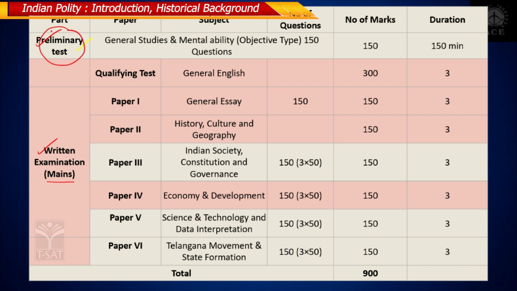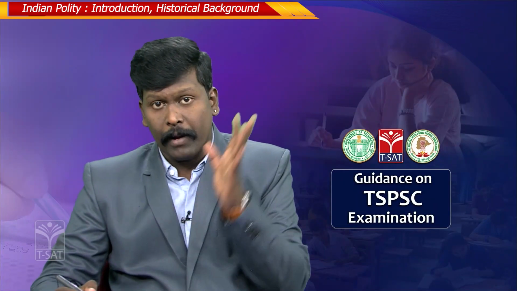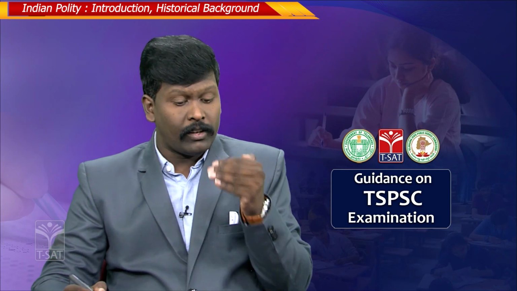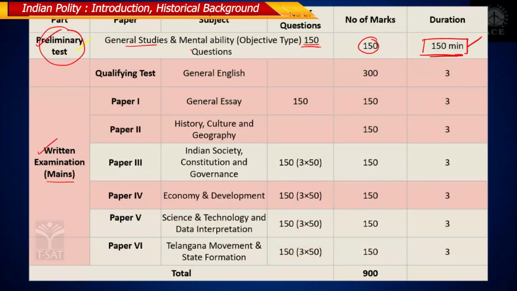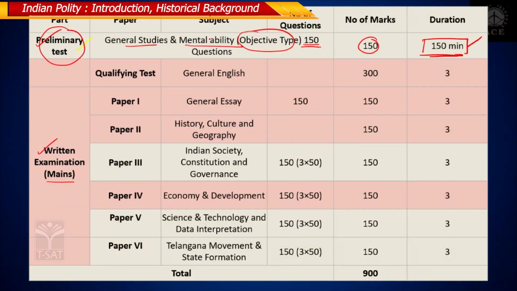Now, in stage 1, you have prelims where you have 150 marks, 150 questions, 150 minutes. And this prelims is called General Studies and Mental Ability. All 150 questions here are only objective type, MCQs, multiple choice questions.